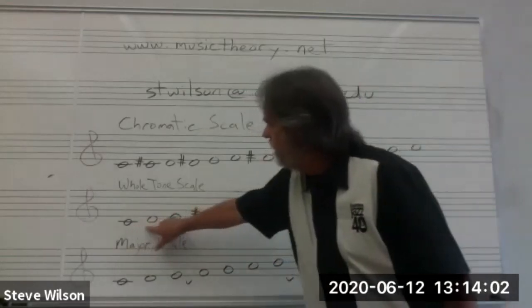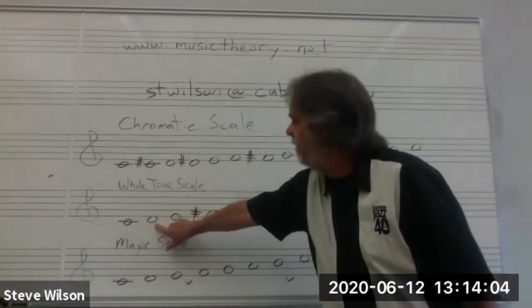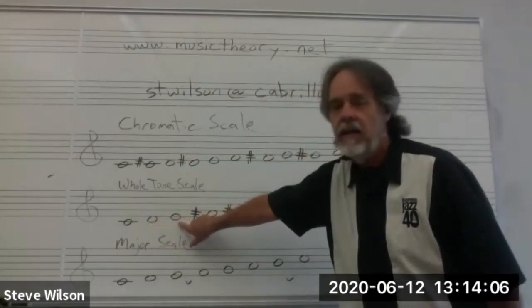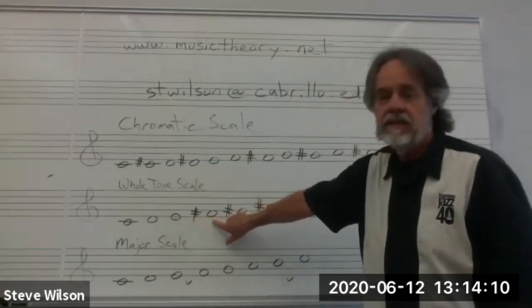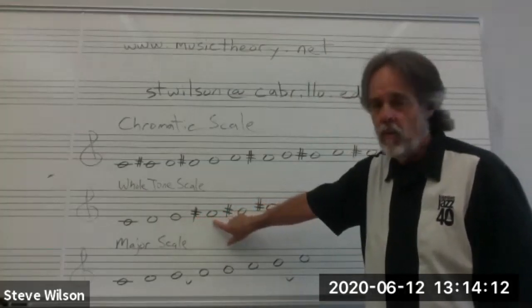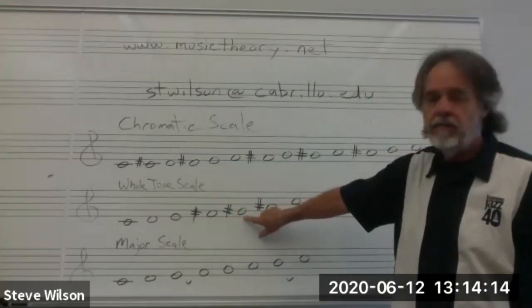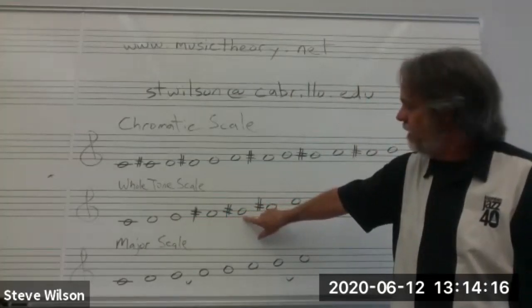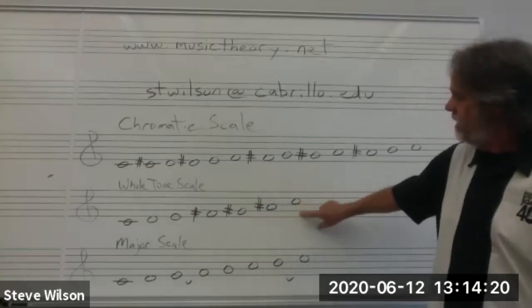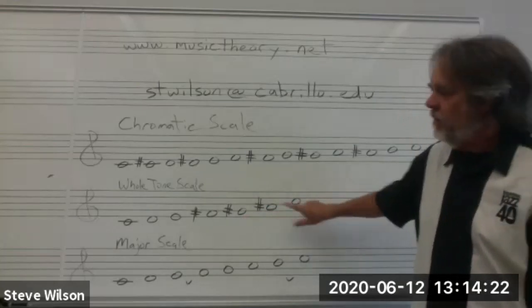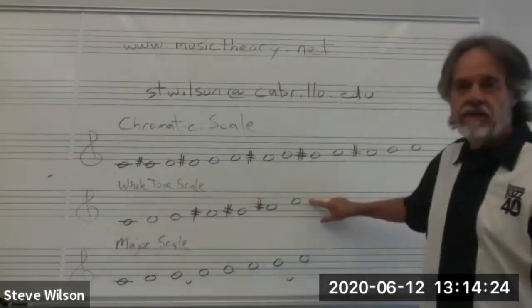So from C to D is 2 half steps or 1 whole step. From D to E is 2 half steps or 1 whole step. E to F sharp is 2 half steps or 1 whole step. F sharp to G sharp is 1 whole step, 2 half steps. To A sharp is 1 whole step, 2 half steps, and then back up to C. Again, we have the octave here.